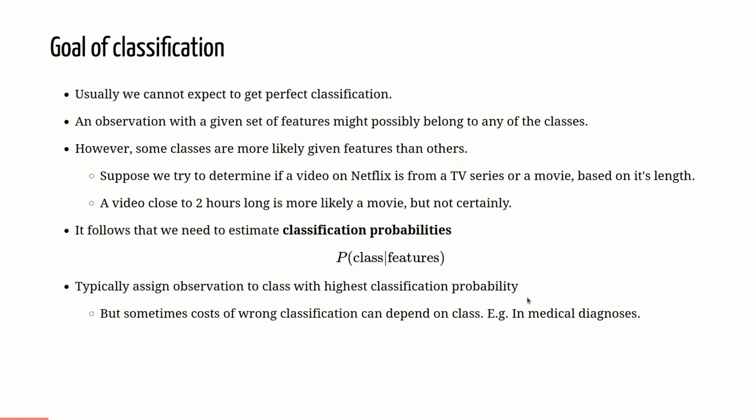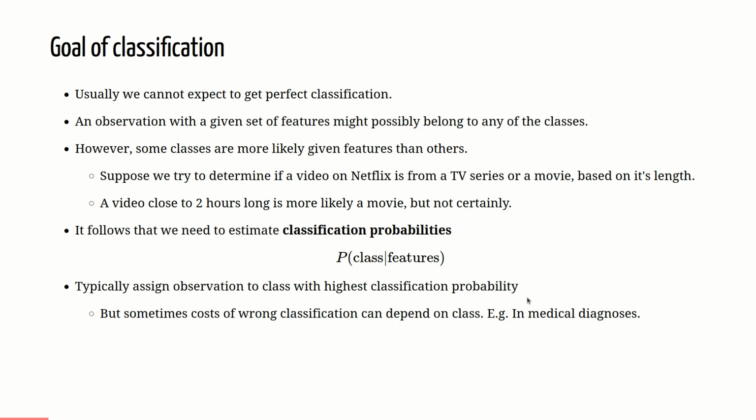Now, usually we can't expect to get things perfectly right. And so we need a measure to decide which class is the most likely given the predictive variables that we have. An observation with a given set of values for a predictor or a set of predictors could potentially belong to multiple classes. However, generally, one class will be more likely than the others for any particular observation.